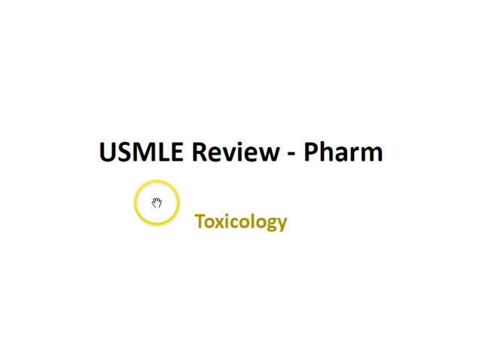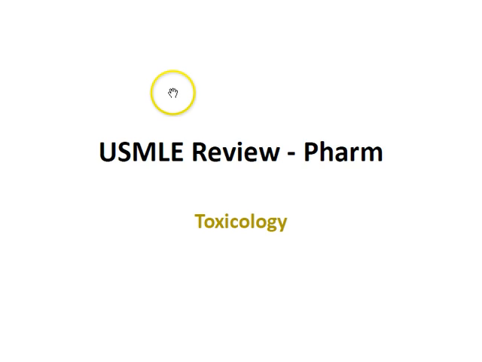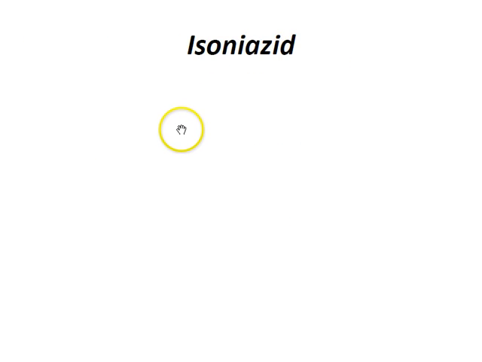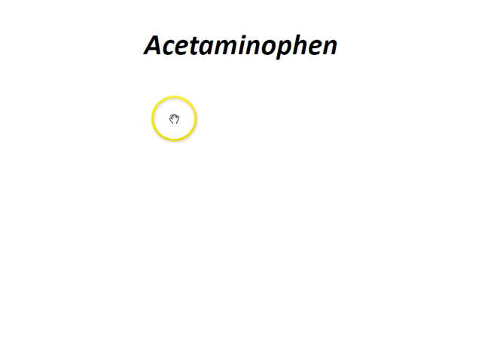Okay, so toxicology and pharmacology. What's the first thing we got to know about in toxicology? Basically, we're going to go through a whole list of drugs here, as you can see, and I'm going to tell you what they do, what to look for, and the antidote for them. So acetaminophen, what are you going to look for? You're going to look for abdominal cramping.